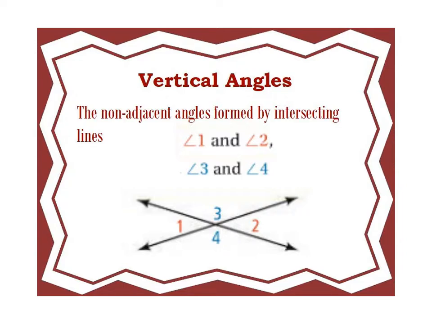All right, vertical angles. These are the non-adjacent angles formed by intersecting lines. Anytime I see this big X of lines, like we have here, that always forms vertical angles. They're the non-adjacent ones, so they don't share any sides, but because all four angles here have the same vertex, right here, they'll have the same vertex, but they're the ones across from one another. So angles 1 and 2 are called vertical angles. 3 and 4 are vertical angles.